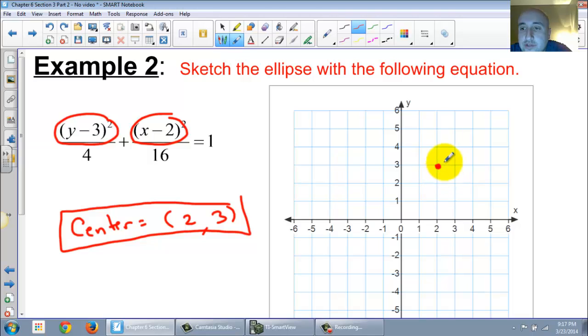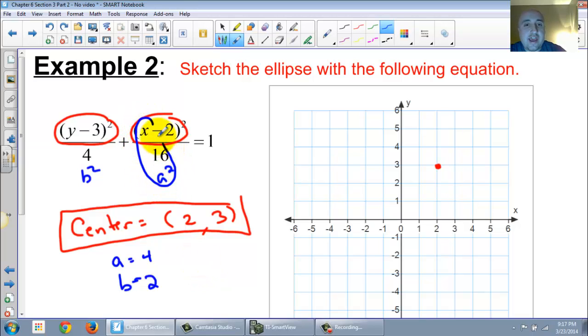Now our whole problem is going to be based off of this dot, not 0, 0 anymore, the new center. Once again, the bigger number on the bottom is a squared, and the smaller number on the bottom is b squared. So you tell me what a is. If we know a squared is 16, a should be 4. And if b squared is 4, b is 2. And what letter is the a underneath? A is underneath the x-axis. So a is going to go on the x-axis. So 4 to the right, 1, 2, 3, 4. And 4 to the left, 1, 2, 3, 4.